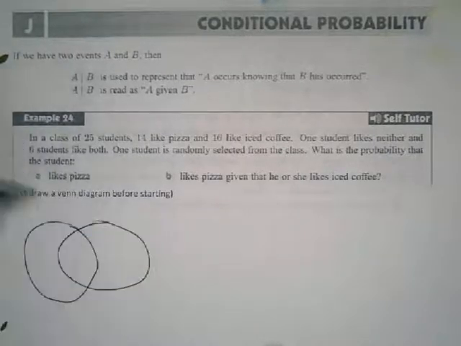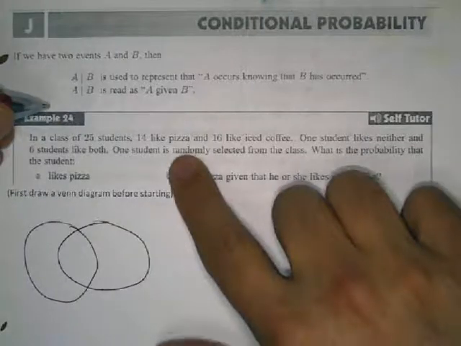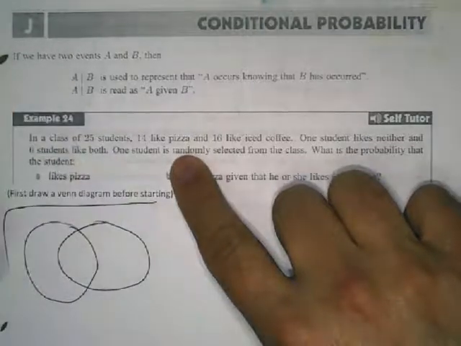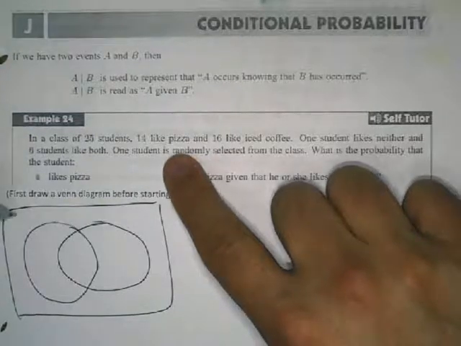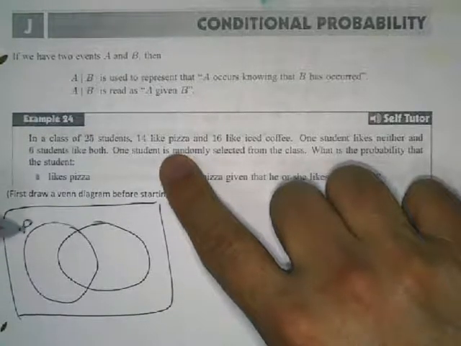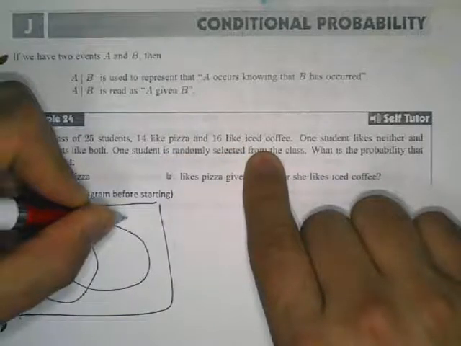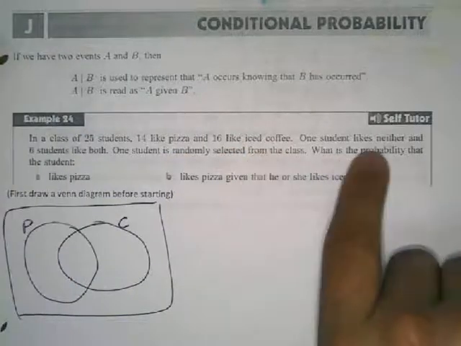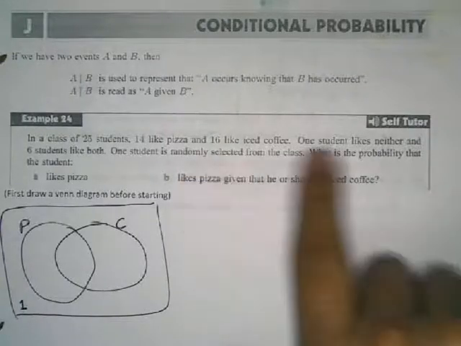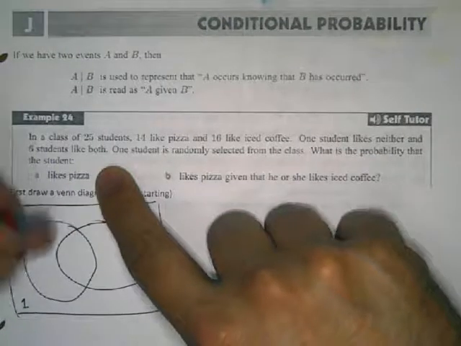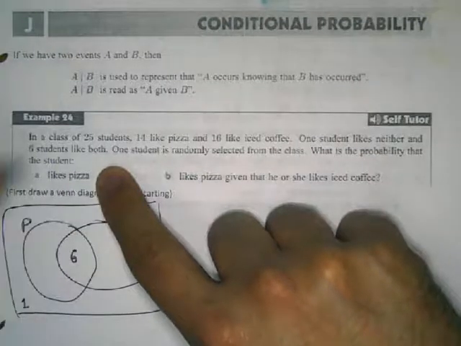Okay, you've got two circles of students. This box represents all the 25 students. 14 of them like pizza, and 16 of them like iced coffee, and one student doesn't like either, so that student's out here outside of the circles.